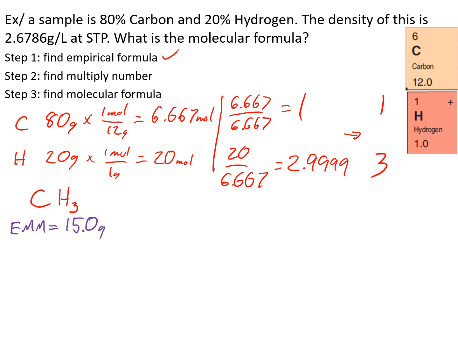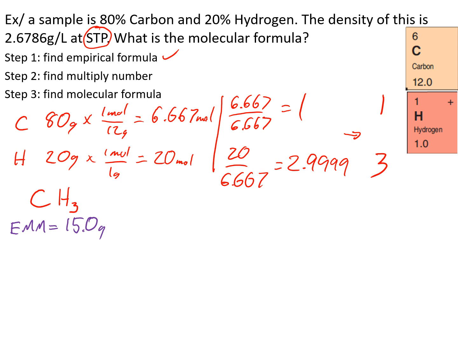Now, it says that we have a density of 2.6786 grams per liter at STP. One of the big things that you should be looking at is this STP. It is a gas, and since it's at STP, we can use that 22.4 liters per mole kind of number. The question probably should have said that this is the density of this gas at STP, but anyways.